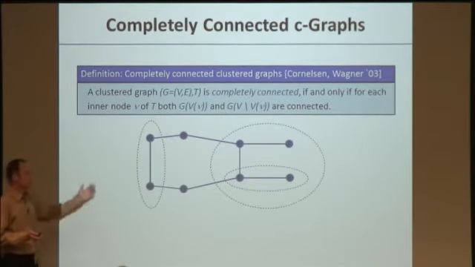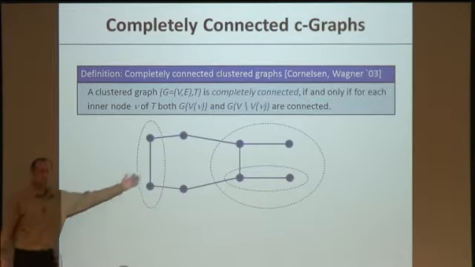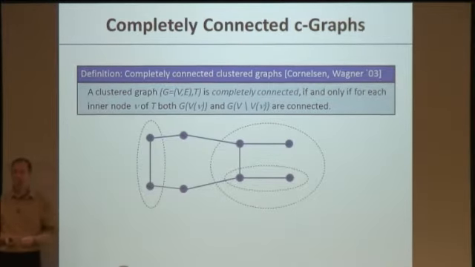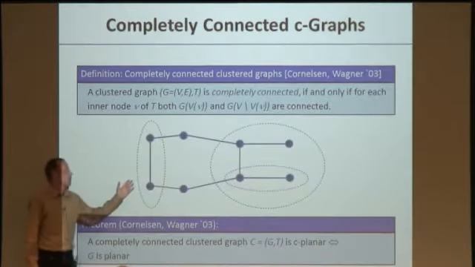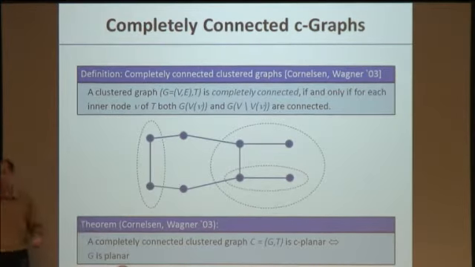Why is this a useful concept? Well, basically, this requirement gets rid of the two additional properties that we have for clustered planarity in addition to standard planarity, which is that we don't want to have edge-region crossings and region-region crossings. And so it's not a surprise that there's this result also by Cornelissen and Wagner stating that a completely connected clustered graph is C-planar if and only if the underlying graph is planar. So for clustered graphs that are completely connected, the cluster planarity is reduced to planarity again.